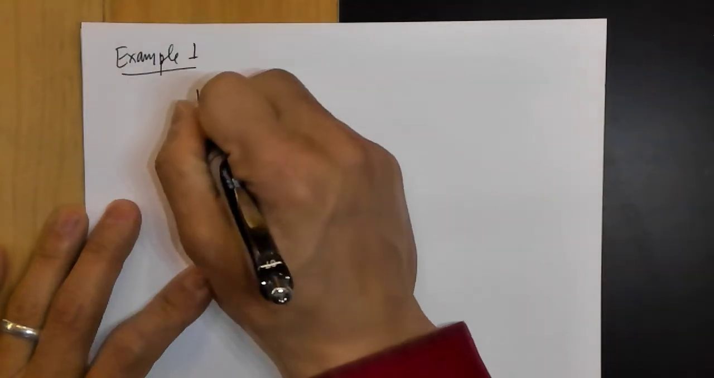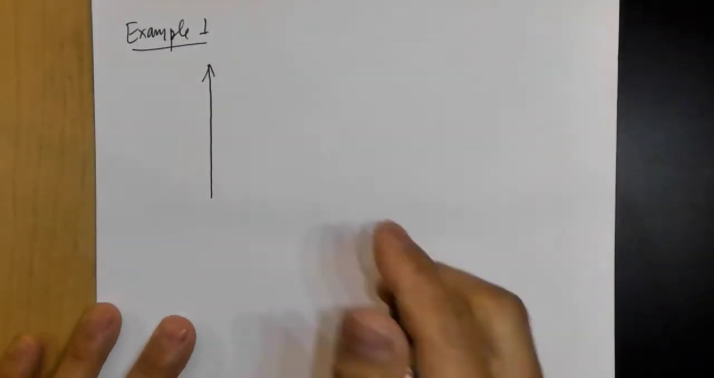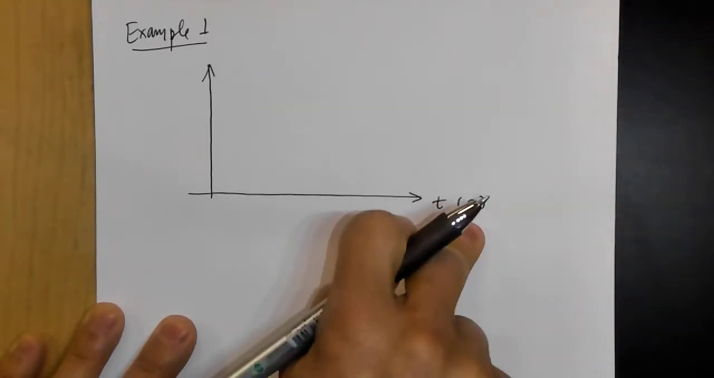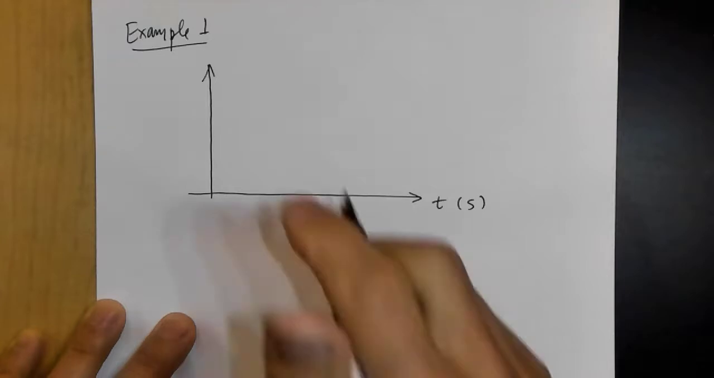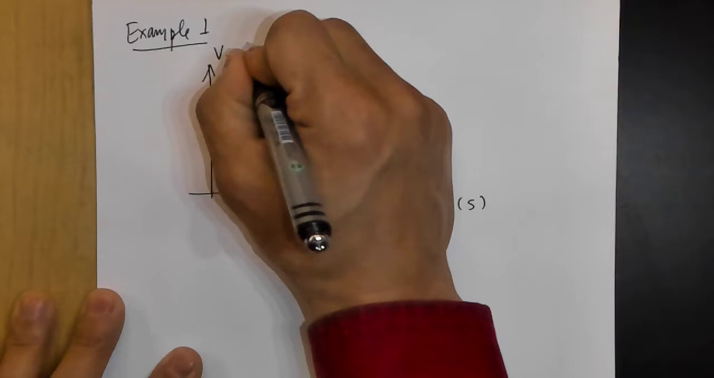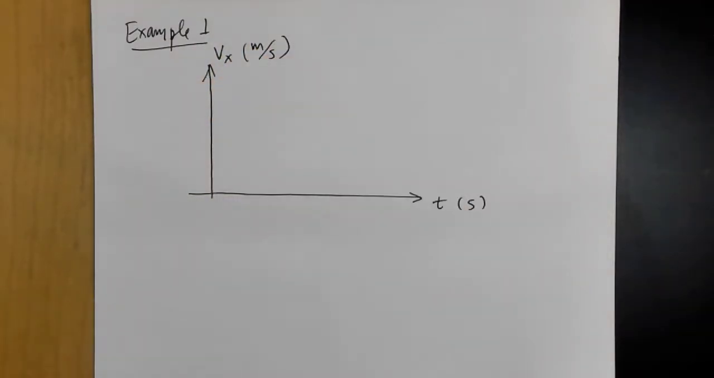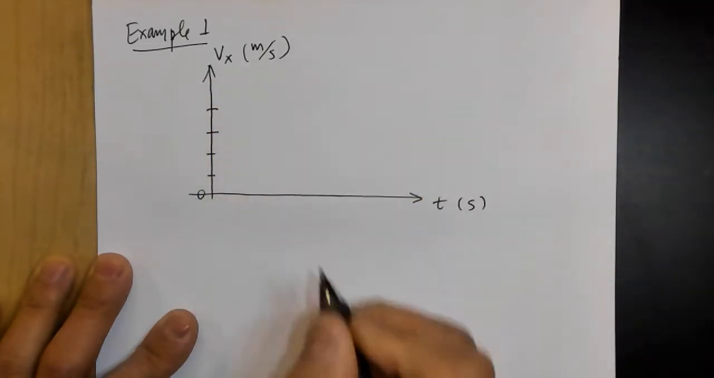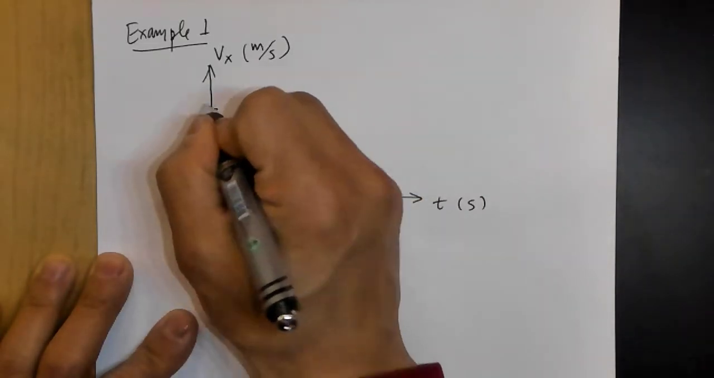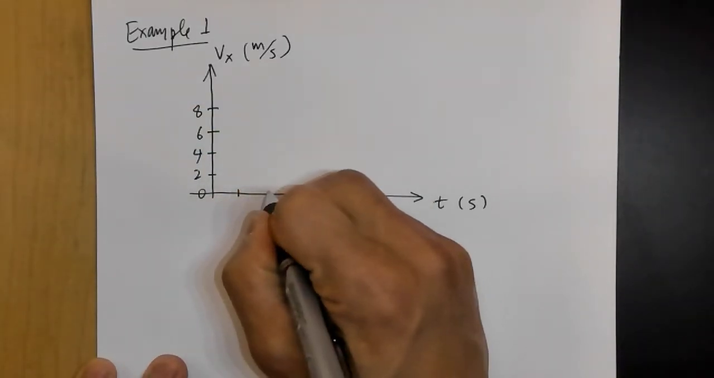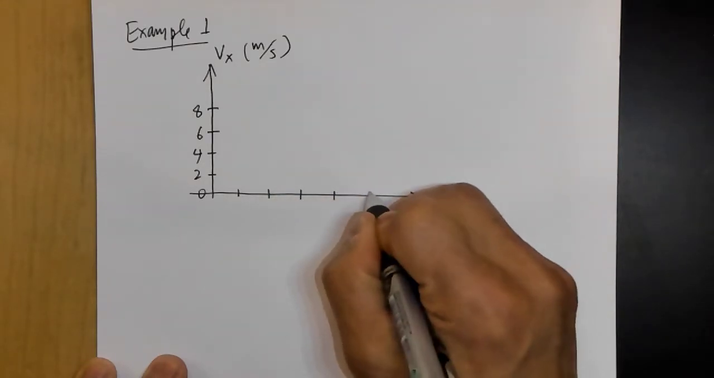Example 1. Let's have a plot of the velocity in the x direction versus the time. So this means time, t, measured in seconds. And then we have Vx, the x component of the velocity, measured in meters per second. And let's say this axis is 0, 2, 4, 6, 8, and then we will have 5, 10, 15, 20, 25.